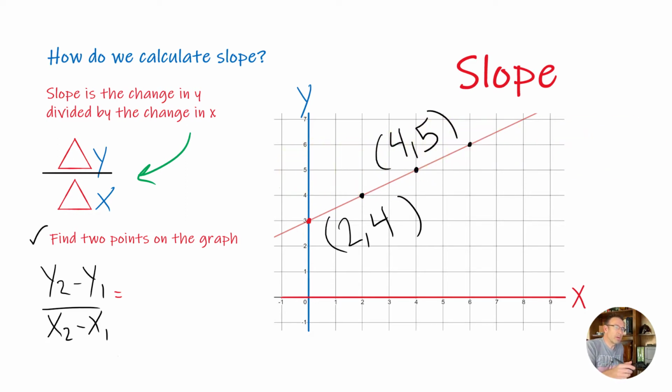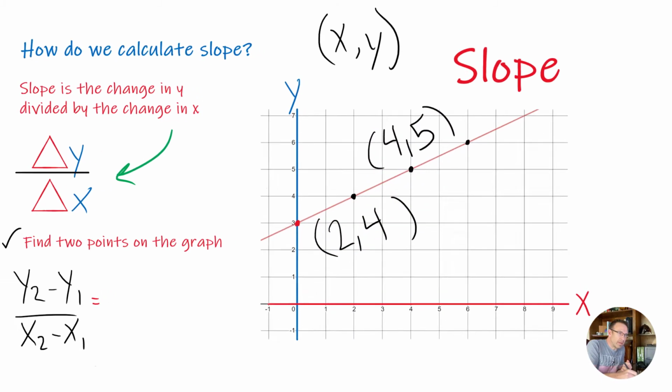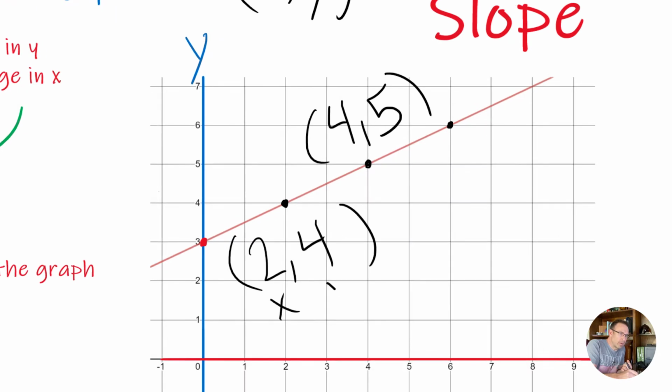Something to remember, when you write an ordered pair, these are ordered pairs, is that the x always comes first and the y always comes next. Just like in the alphabet, x comes before y. So when you write an ordered pair, the x value always comes first. And that's what we did here when we wrote the 2, 4 and the 4, 5. So let's go ahead and label these x and y, and these up here, x and y.